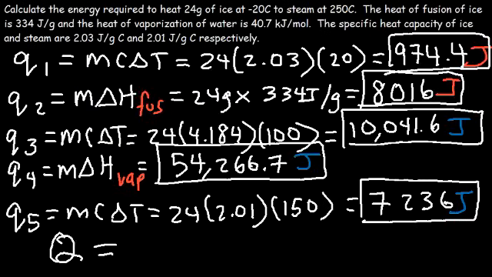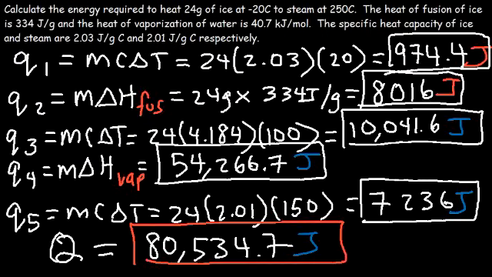So to find the total heat absorbed, we need to add the 5 Q values. So this is equal to 80,534.7 joules. As you can see, most of the energy went into vaporizing water. 54,000 joules is required to vaporize liquid water into steam. So that's where most of the energy went. But this is how you find the total.